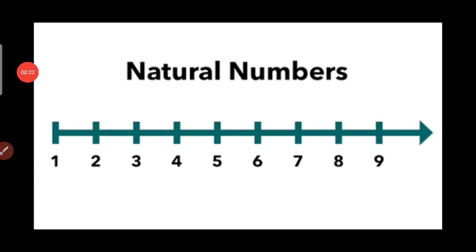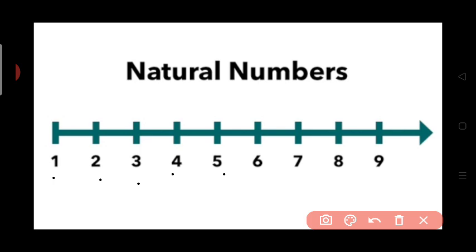So the first question is, what is a natural number? In the previous chapter, we studied counting numbers. Counting numbers are like 1, 2, 3, 4, 5, 6, 7, 8, and so on. We use counting numbers to count objects, and counting numbers are also known as natural numbers.